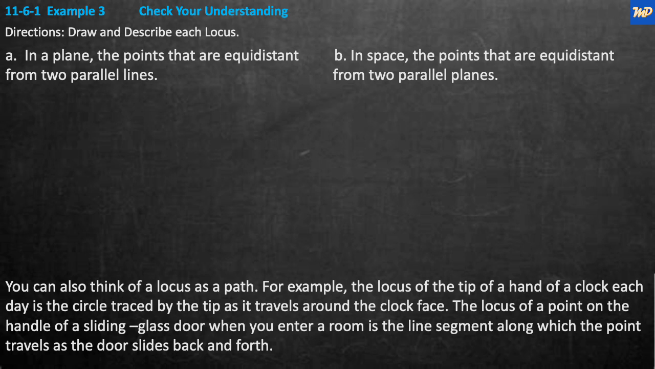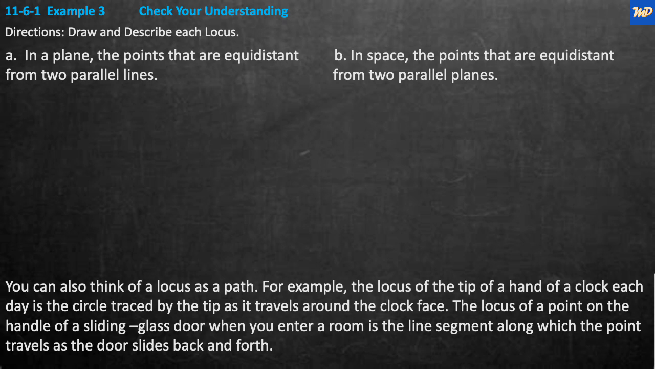So this one, check your understanding. They'd like you to try it. Draw and describe each locus. The A is a plane, the points that are equidistant from 2 parallel lines. Okay. And B says in space, the points that are equidistant from 2 parallel planes. So now we're thinking of three-dimensional. Now these are 2 parallel planes, and they want points equidistant from 2 parallel planes. Okay. Why don't you go ahead and give it a try, and when you come back, we'll try to do it together here.